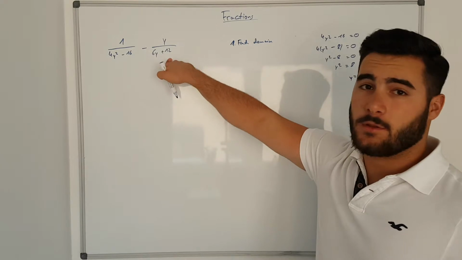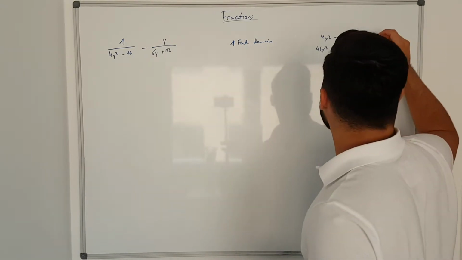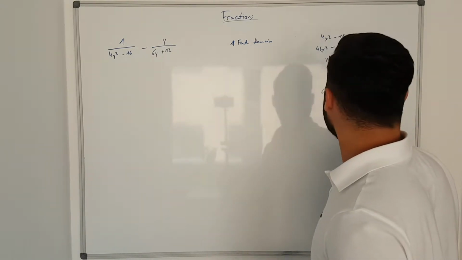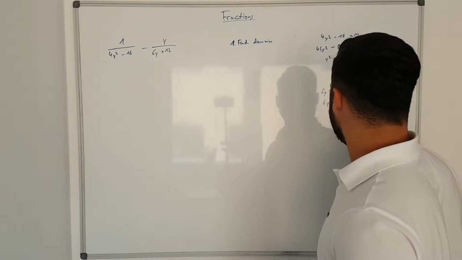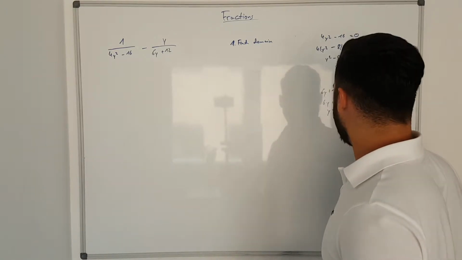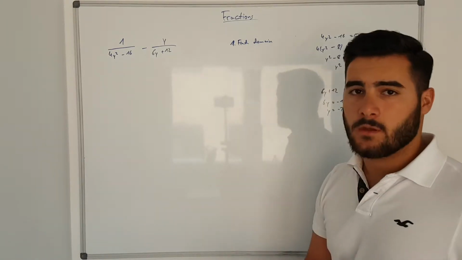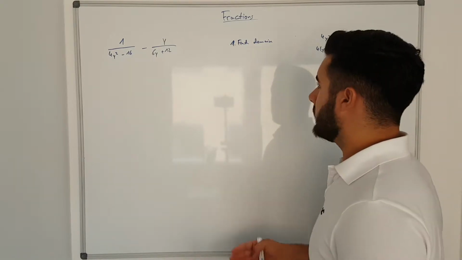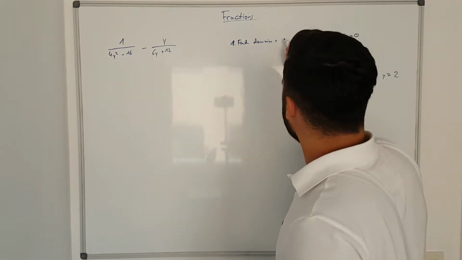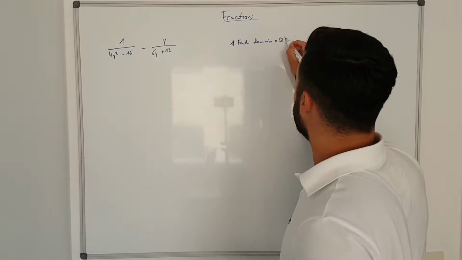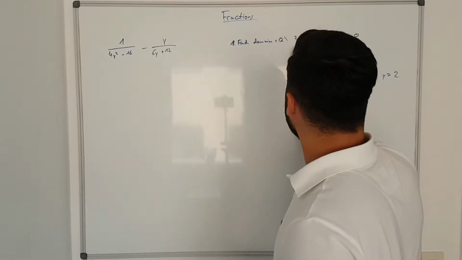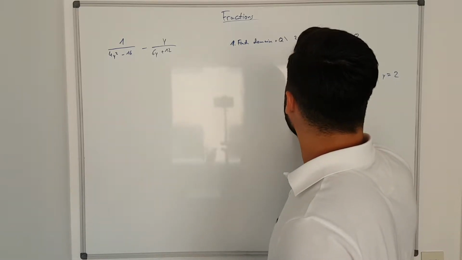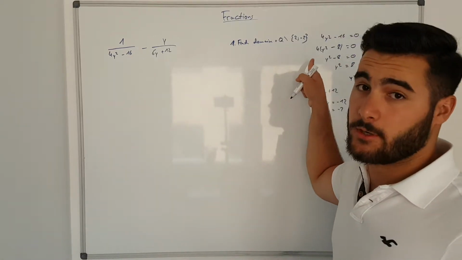So now we need it for the second denominator as well. So 6y plus 12 equal to 0, or 6y equal to minus 12, y is equal to minus 2. So what does that say about our domain? It says that our domain contains all numbers except 2 and minus 2. I use these beautiful brackets for that.